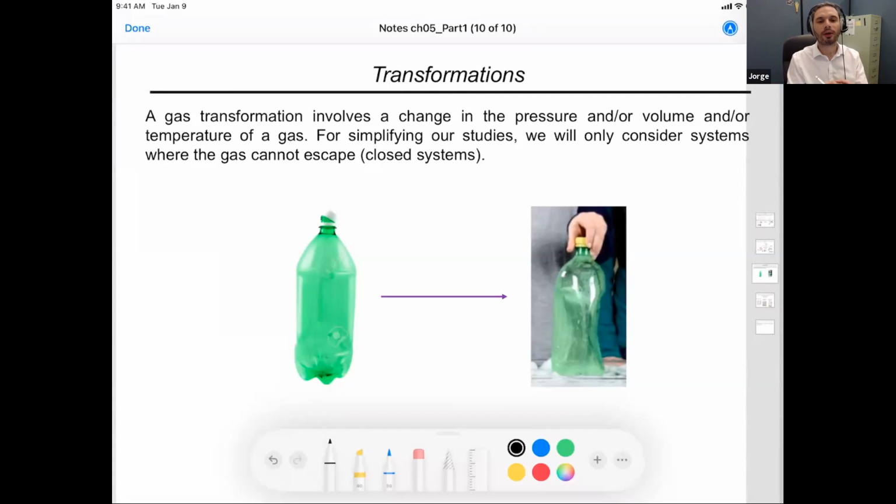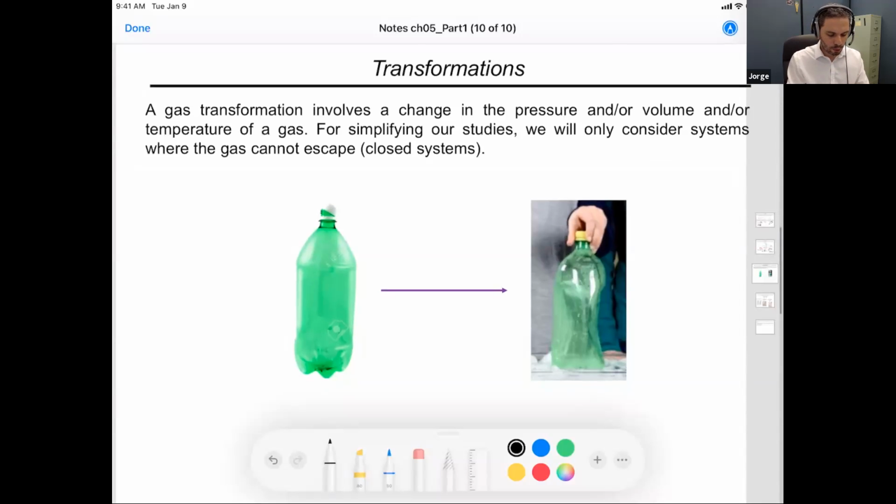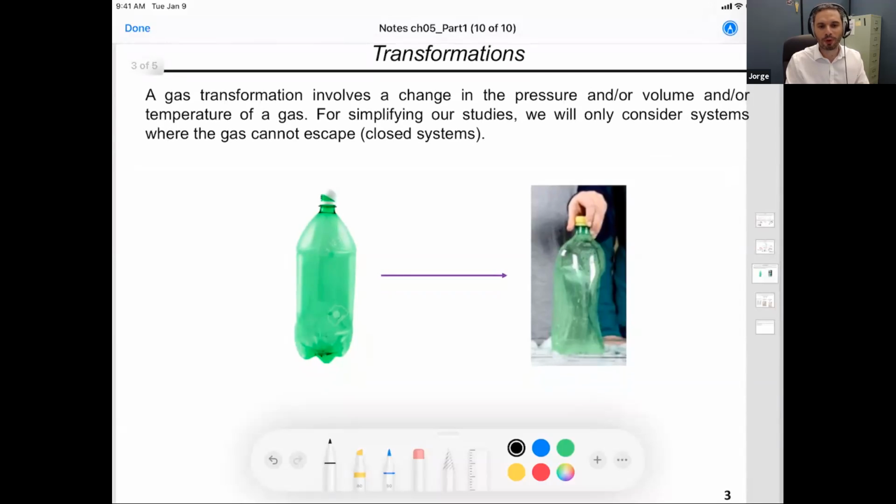Okay? For simplifying our studies, we will only consider systems where the gas cannot escape, also called closed systems. In a closed system, the number of moles of the gas before and after the transformation is always going to remain constant. One very simple example of a gas transformation is a very simple experiment.